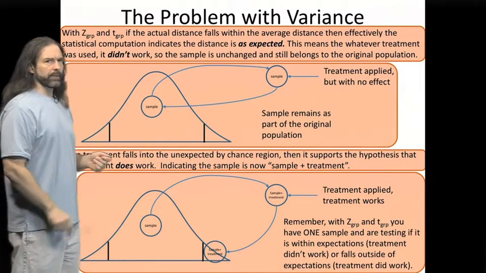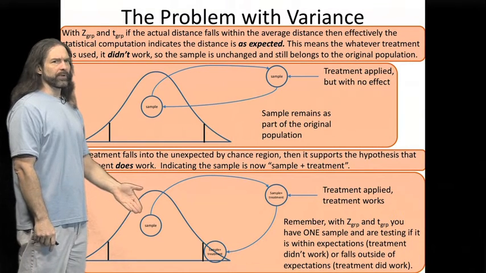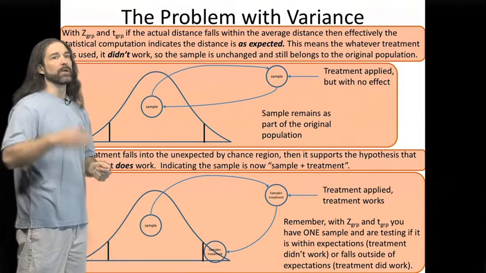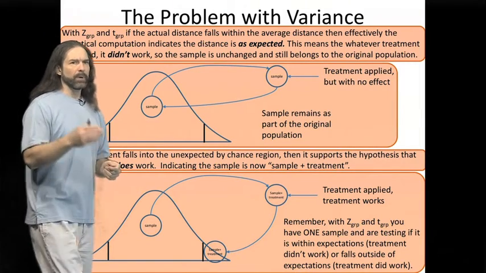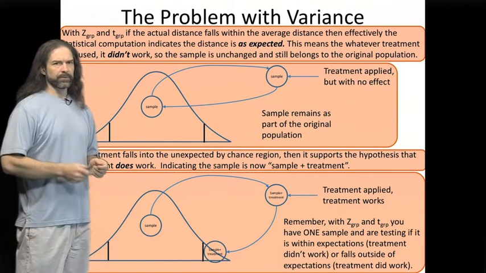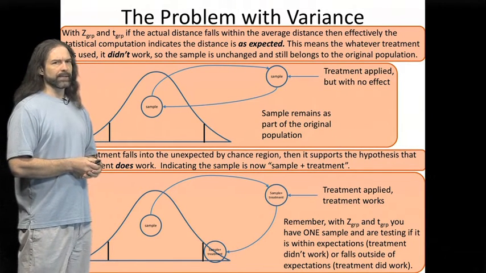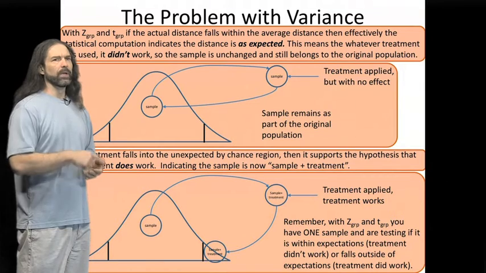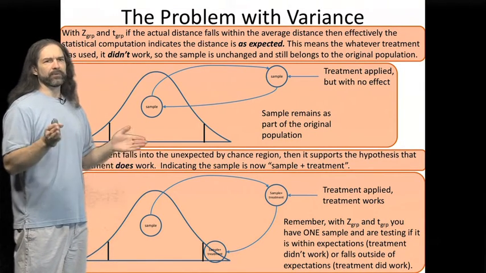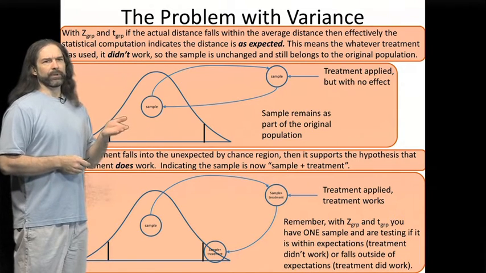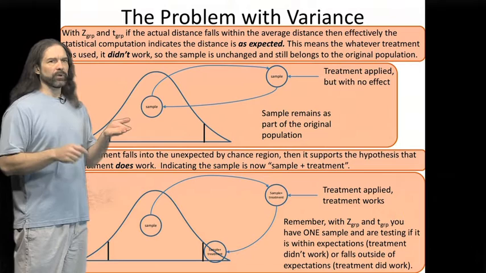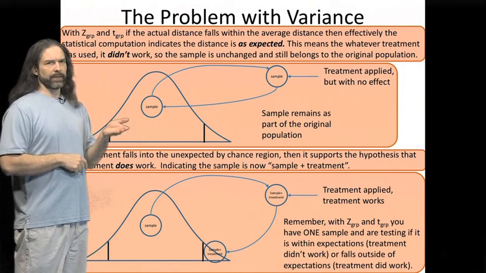So literally, that group of individuals, when the treatment works, is no longer part of the original population. It has now become something new. That is the population of people with treatment, is ultimately what it comes down to. So with both Z group and T group, you just have one sample and you're seeing what happens to that sample. So here we have kind of a perfect world. When the null hypothesis is true, the treatment does nothing, nothing moves in terms of the sample, and so it remains where it was.